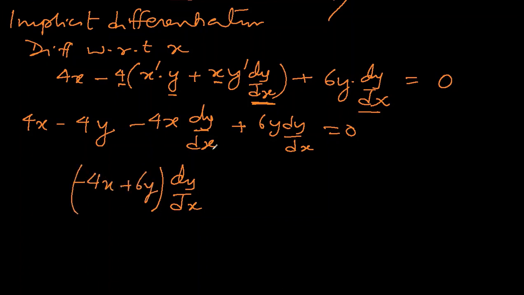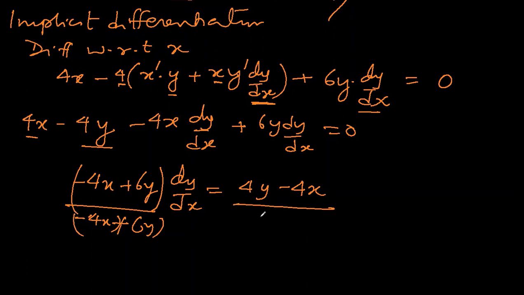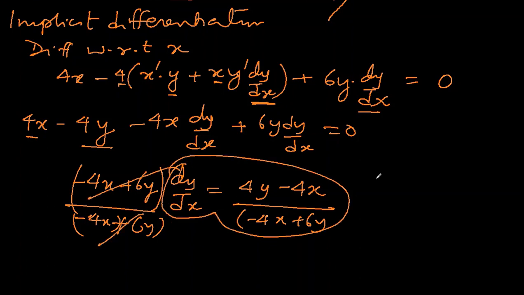They have dy over dx with them. We kept them on the left side, and this 4x and 4y will come to the right side. It becomes 4y minus 4x. And now if we divide this side by minus 4x plus 6y, and divide this also by minus 4x plus 6y, they cancel out. Dy over dx is this.